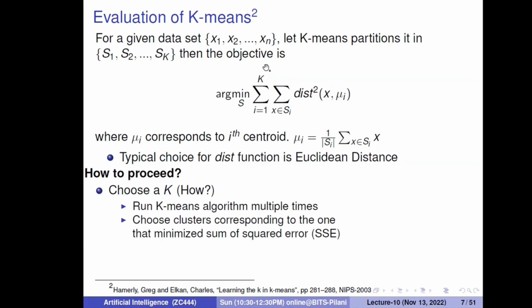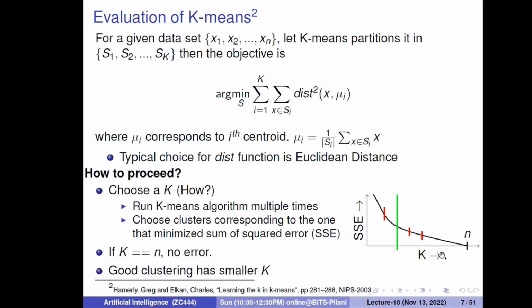How to choose k? The question remains how to find the appropriate value of k, because we don't know about the data. One idea could be to run k-means multiple times, and every time you evaluate this particular quantity and tell which is best. With a different value of k, this quantity is the sum of squared errors. So you see what the sum of squared errors is.